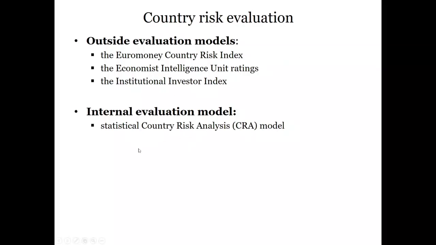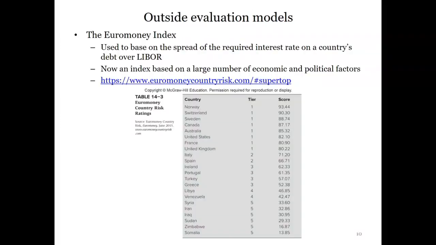After that, we will also talk about the internal evaluation model, where the bank uses a credit scoring model, which we learned a few weeks ago when we went through credit risk, to estimate country risk. This time we use country-level data and the same statistical methods to come up with a country-level score. So that's the whole idea. Let me give you an idea about how these indices look.